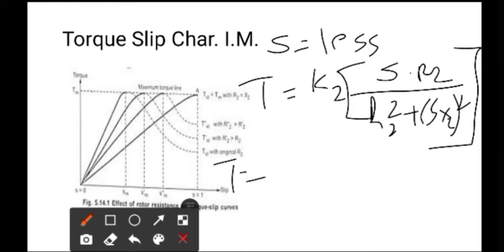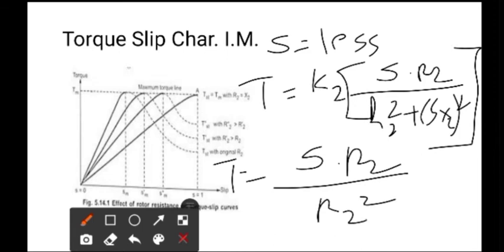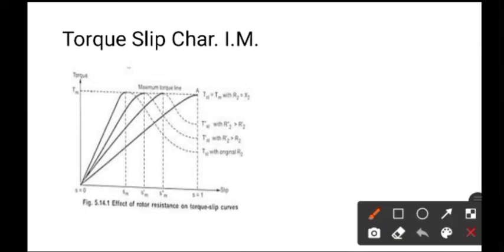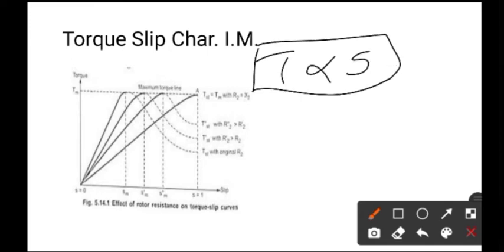Now the equation becomes T is equal to SR2 divided by R2 square. Here R2 from the numerator and R2 from the denominator is cancelled. Now the equation becomes T is equal to S divided by R2. So once again I am writing the equation, T is directly proportional to S. So this equation states that the torque of the induction motor is directly proportional to the slip.